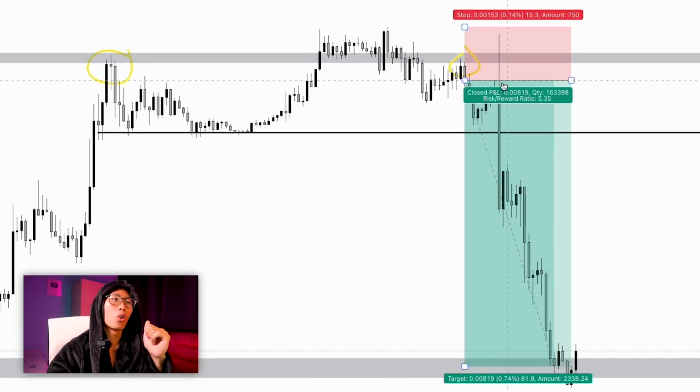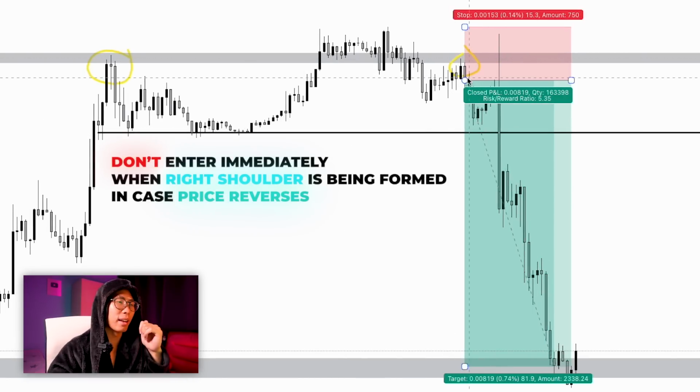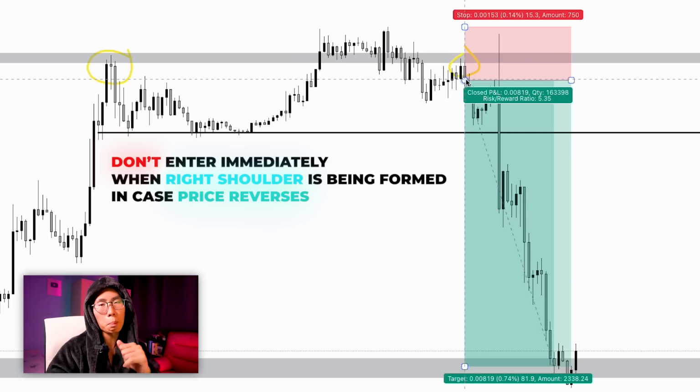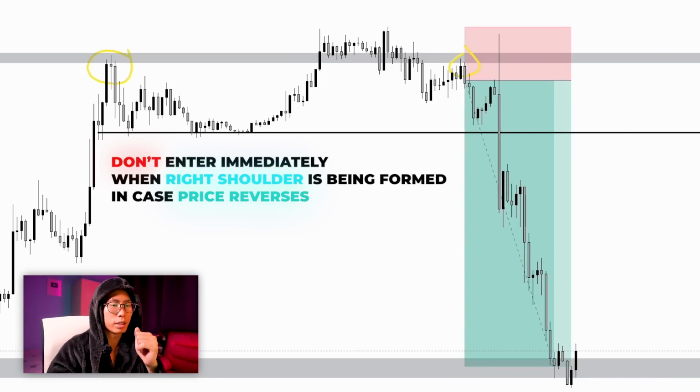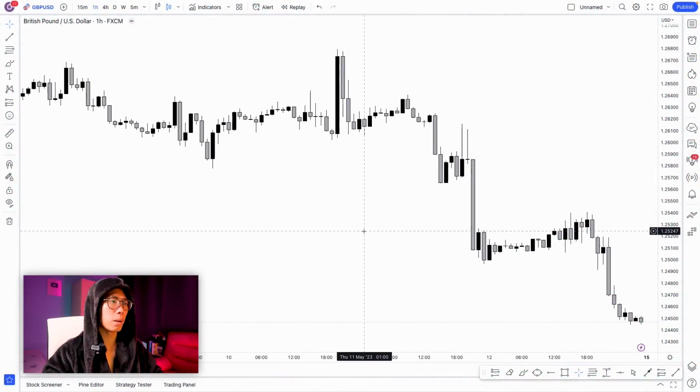Also, make sure you look for multiple confluences before you enter at this right shoulder, because the last thing you want to do is enter immediately when price is forming the right shoulder and you start seeing price actually reversing and heading back up, right? So be careful. Here's another example of the head and shoulders.